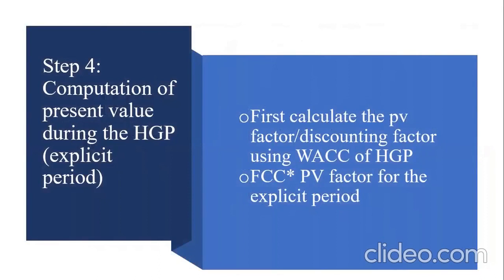In this step, we calculate the present value of forecasted cash flows for the explicit period. It means the higher growth period. So the future cash flows have to be discounted using the weighted average cost of capital of the higher growth period, which we have calculated in the previous step. It is calculated by multiplying the PV factor into the free cash flows for the explicit period.